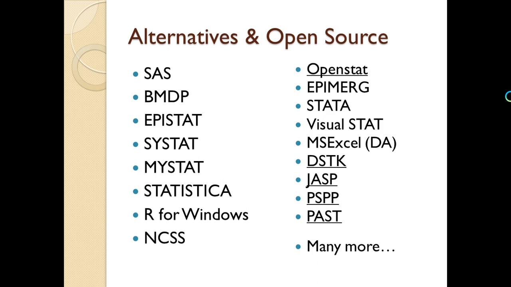Now, of late, we find quite interesting software called DSTK, which I used for some time. Then followed by JASP, I'm still using that. And then PAST, which is for paleontology. That's the software used for application of statistics in paleontology. But today, I'm going to show you one software called PSPP. And then, of course, there are many more softwares, but you might be wondering why PSPP when SPSS is there. So, I'll try to give you a justification or the explanation for that.